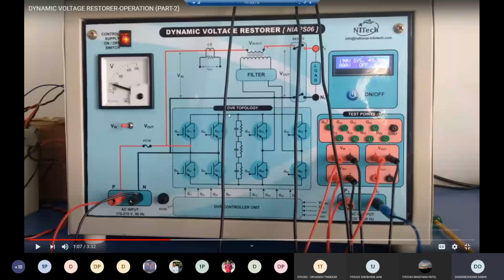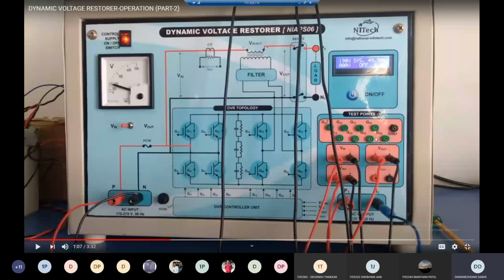Here we take the source from the single phase source. So assume that this is a single phase transmission line. You can see that. And here on the receiving side, you connect the load. Clear? And you can see that the DVR, both the converter, rectifier and inverter, are operated by this DVR control unit. This is nothing but a controller that provides the gate signals to all the switches. And you can see that a test point is given. From this test point, you can measure the gate pulses in the CRO.